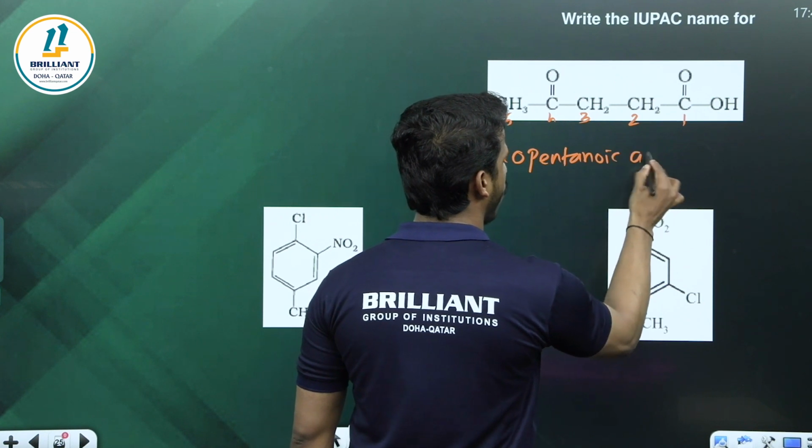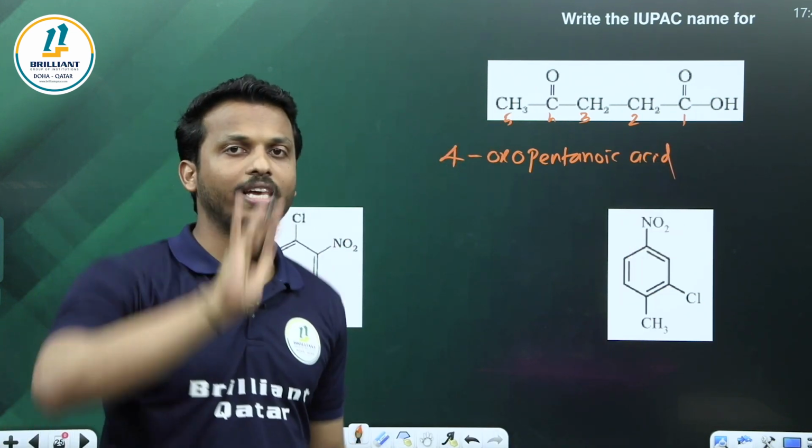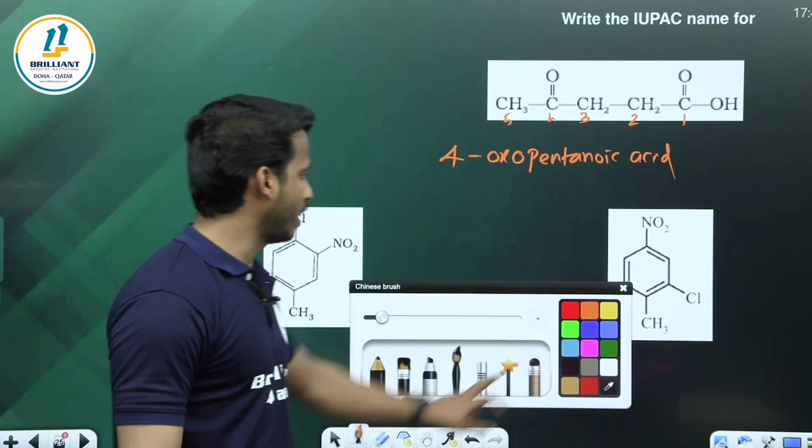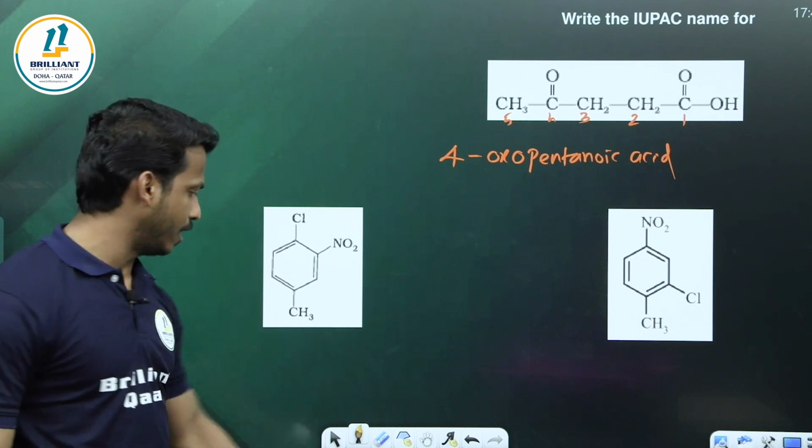Right? 4-oxo-pentanoic acid or 4-oxo-pentan-1-oic acid we can write. So this is the name of the first compound. Second and third structure, please carefully listen, all.